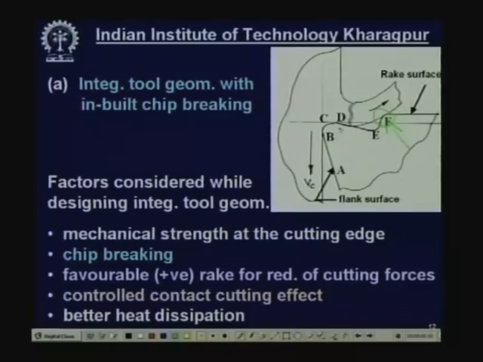So, it has to be rounded. Here you see from B to C it is curved, this is called edge rounding, and this is done for strengthening mechanically the cutting edge. Sometimes it is beveled also.